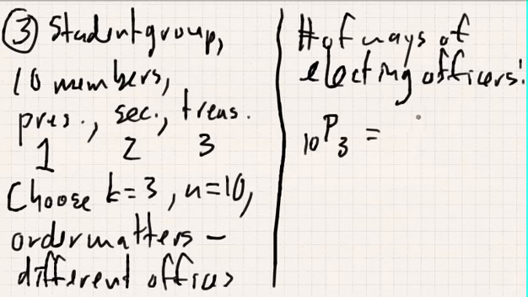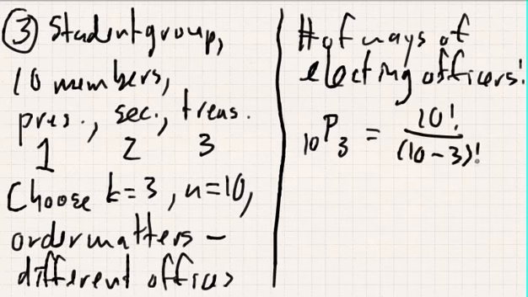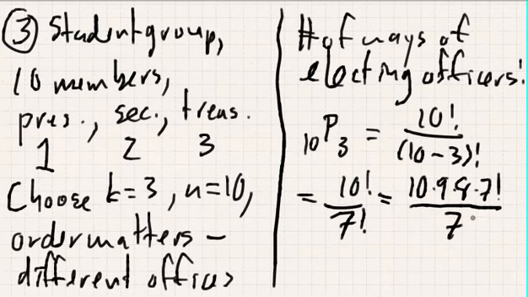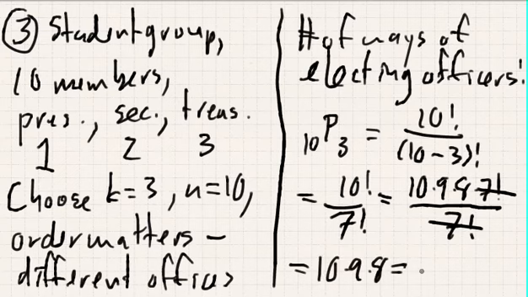10P3, which is 10 factorial divided by (10 minus 3) factorial. That's 10 factorial divided by 7 factorial. This one I can actually do by hand. 10 times 9 times 8 times 7 factorial. I write out 10 down to 7, and I stop at 7 because I want to cancel with 7 factorial. I cancel out the 7 factorial, I'm left with 10 times 9 times 8, and if you do out the math there, that's 720. 720 different ways of selecting the officers for this student group.